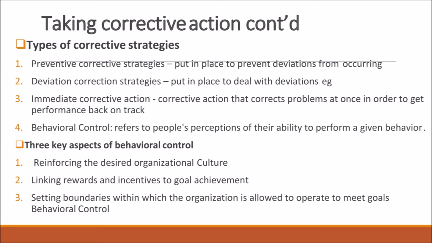And then you have the behavioral control. Now, this is what you put in place to make sure that people behave in a certain manner. You shape their perception, their knowledge, their everything to behave in the manner that is expected of them, so that you don't have deviations. Okay. Now, there are 3 key aspects of behavioral control. You have to reinforce the desired organizational culture.